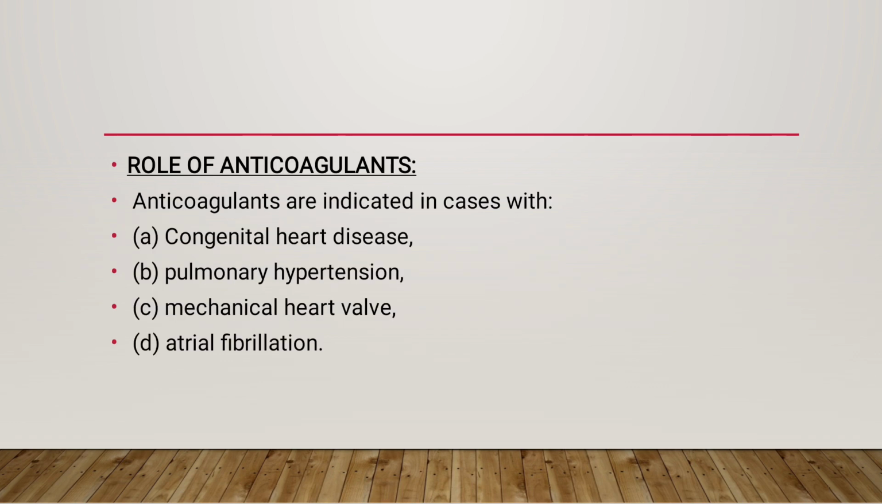The role of anticoagulants. Anticoagulants are indicated in cases with congenital heart diseases, pulmonary hypertension, mechanical heart valve and atrial fibrillation. So if the patient is taking warfarin, it should be discontinued as soon as pregnancy is diagnosed and replaced by heparin 5000 units twice daily subcutaneously up to the 12th week. Low molecular weight heparin, that is LMWH, can also be used.